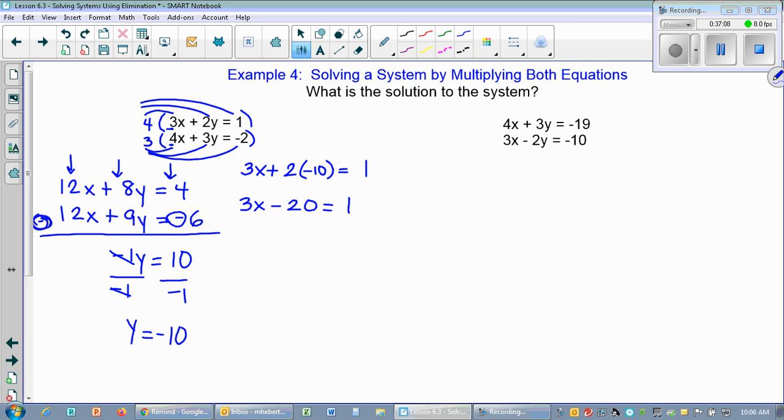This equals 1. We need to get the 3x by itself. So the opposite of minus 20 is plus 20. And if we add 20 on the left, we have to add 20 on the right. Negative 20 plus 20 cross cancel each other out, leaving you with 3x. And 1 plus 20 is 21. We now divide by 3, so we can have a positive coefficient of 1x. And 21 divided by 3 is a positive 7. So the answer to my first system of equations is x equals 7 and y equals negative 10.